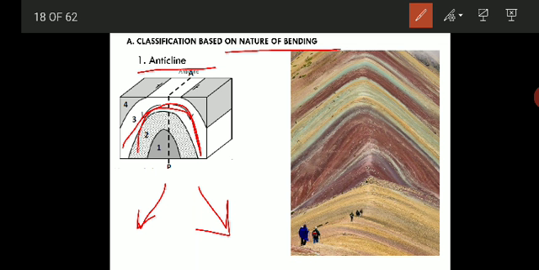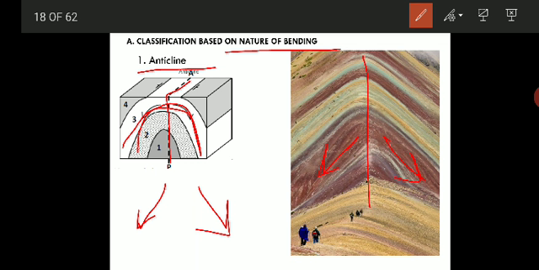So in such folds, the limbs on either side of the fold dip away from the axial plane or the crest. So this is the axial plane, which divides the fold into two equal halves, and the two limbs are dipping away from each other. Okay, so the word anticline is from a Greek word meaning opposite inclined.